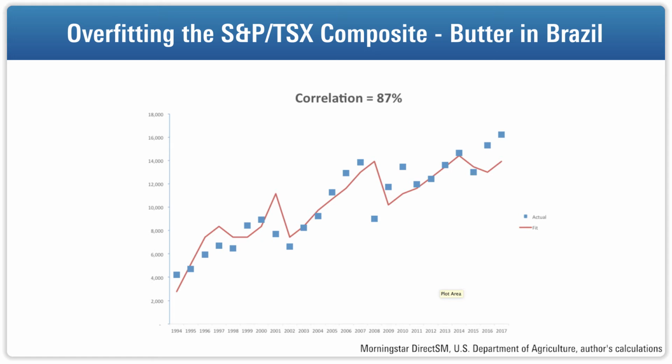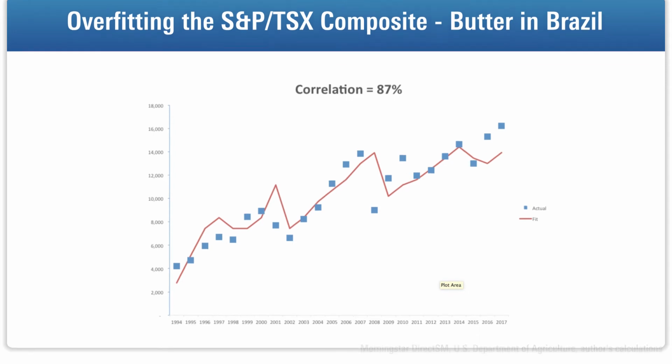In this chart, I have drawn the level of the S&P TSX composite for each year as a blue square, and a red line that shows the level of the S&P TSX composite predicted by the annual butter production in Brazil. They appear to be strongly related. As in Lineweber's example, the correlation is about 87%.